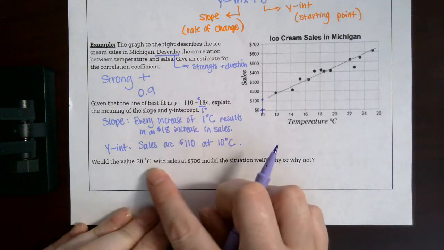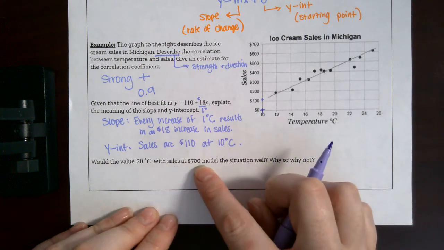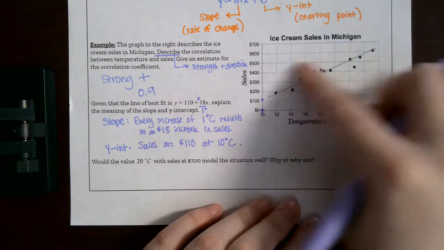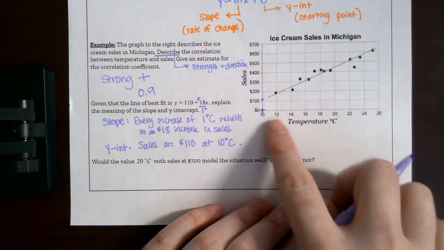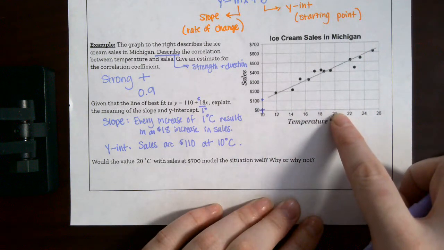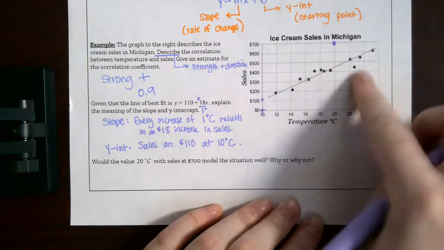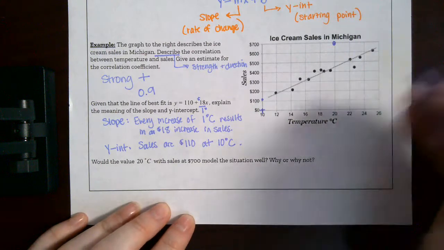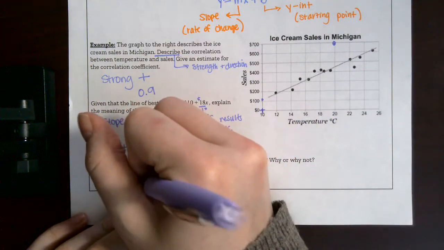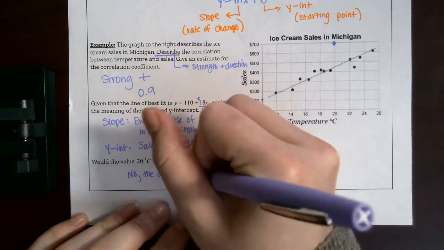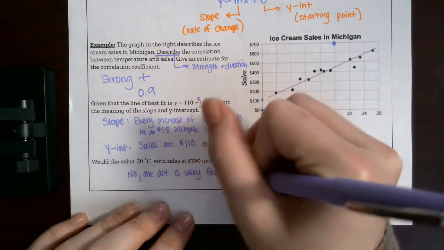And lastly, would the value 20 degrees Celsius with the sales at 700 model the situation well? So you should also be able to find things on your graph. If I go over to 20 degrees Celsius and I go up to 700 and I put a dot, this dot does not look like it belongs, right? It's pretty far away, so I'm going to say no, and I'm going to say the dot is very far from the line of best fit.